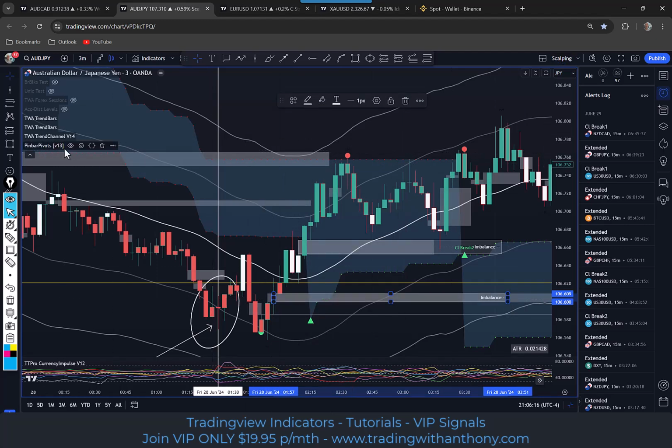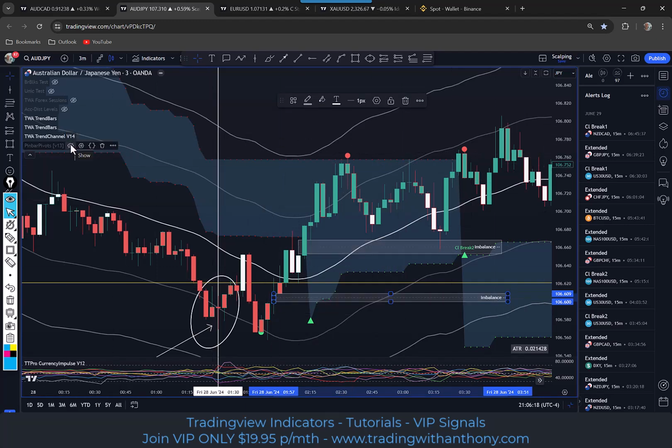Okay, so we've got these two imbalances. I'll just take this off now. It's a little bit busy with that on, right? So we've just got the chart marked up. You're looking for the pullback into the imbalance. That's it. Simple as that.